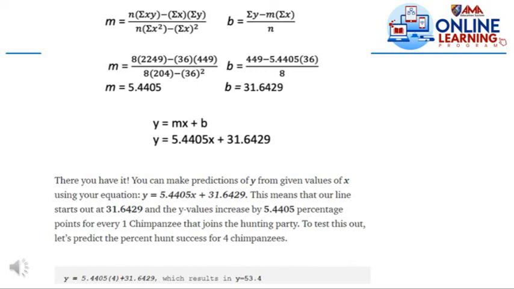So for the slope m, we have n times summation of xy minus summation of x times summation of y, divided by n times summation of x squared minus summation of x, squared. Then we substitute the values, and we have 8. Here, n is equal to 8. And then we have here the summation of x, summation of y, then summation of xy, summation of x squared, then summation of y squared.